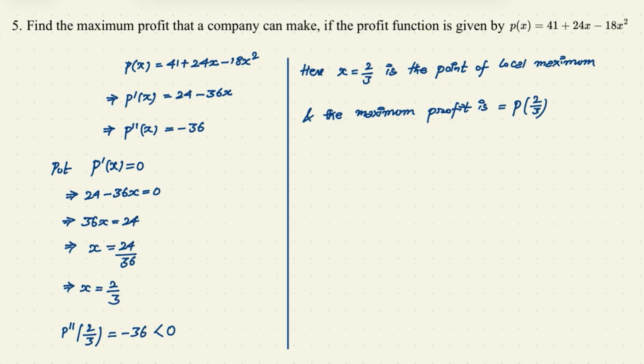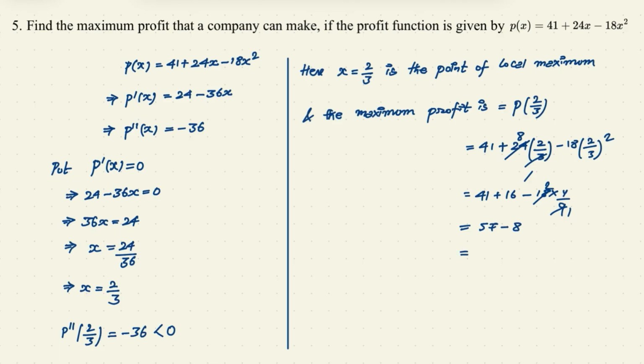So let us put the values here. It will be 41 + 24 times 2/3 - 18 into (2/3) whole square. 3 1s are 3, 3 8s are 24, equals 41 + 16 - 18 into 4/9. So 9 ones are 9, 9 twos are 18. This will be equal to 57 - 2 fours are 8, and the maximum profit that a company can make is 49.